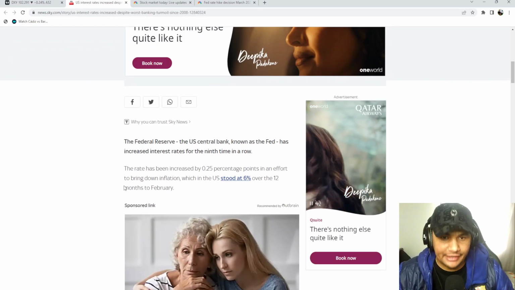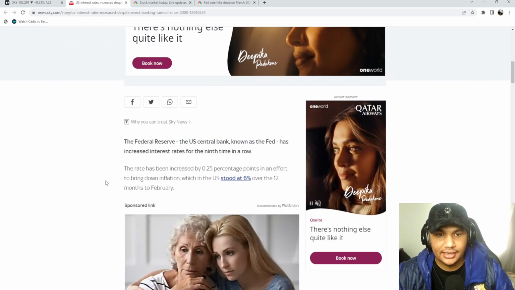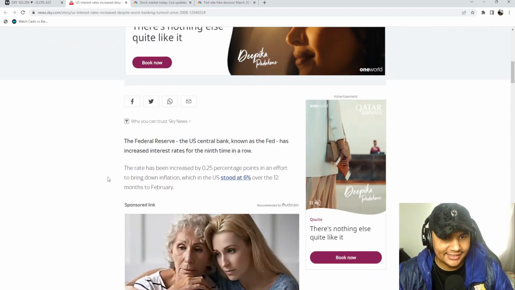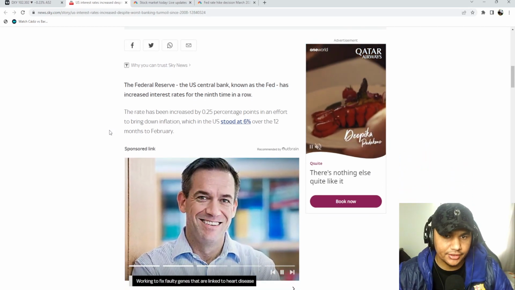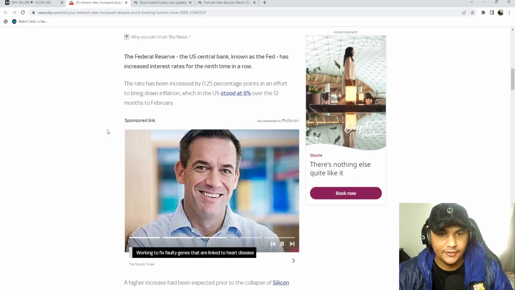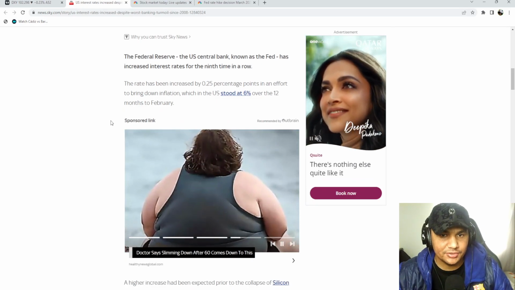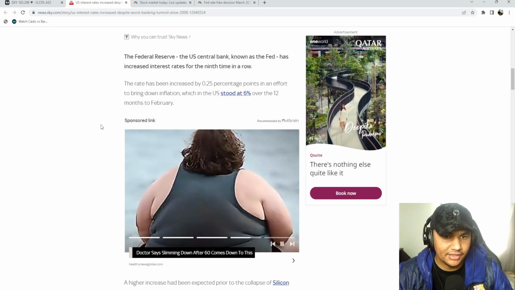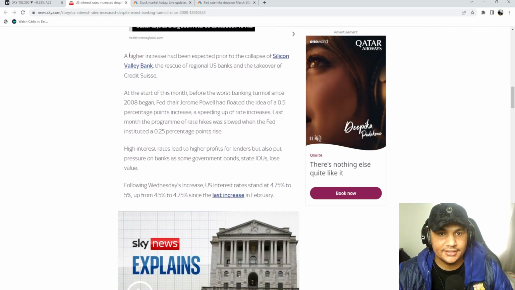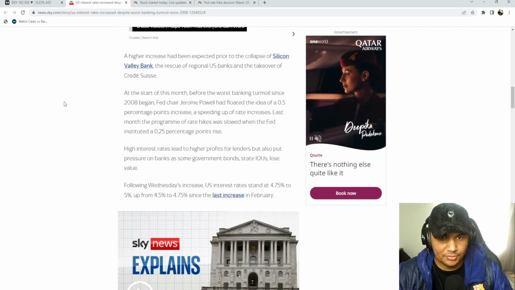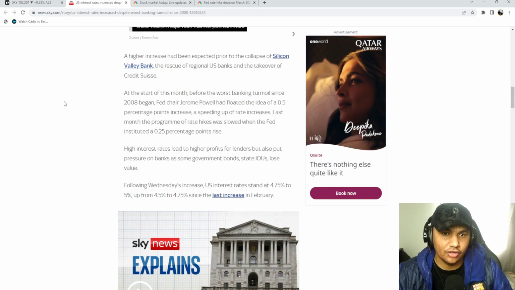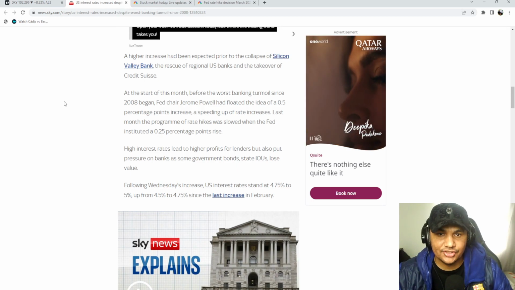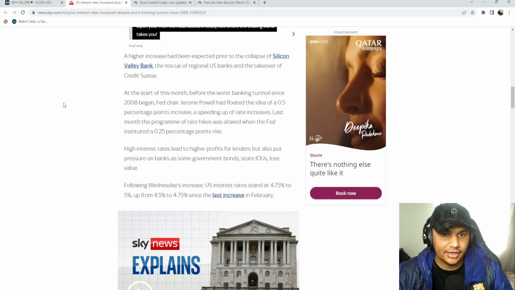Now it says here the Fed, the US Central Bank, has increased interest rates for the 9th time in a row. The rate has been increased by 1/4 basis point in an effort to bring down inflation, which in the US stood at 6% over the 12 months to February. It says here a higher increase had been expected prior to the collapse of the SVB Bank, the rescue of regional US banks, and the takeover of Credit Suisse.